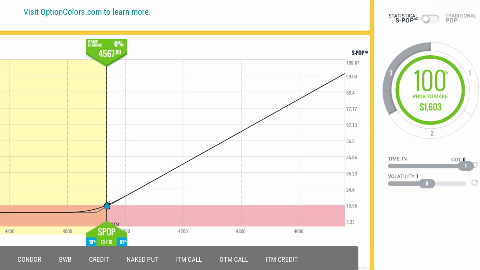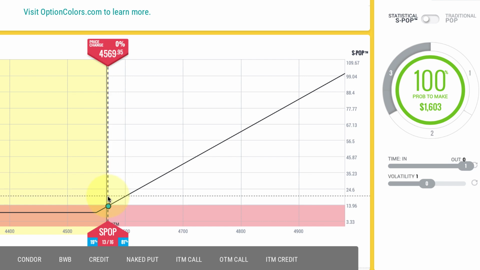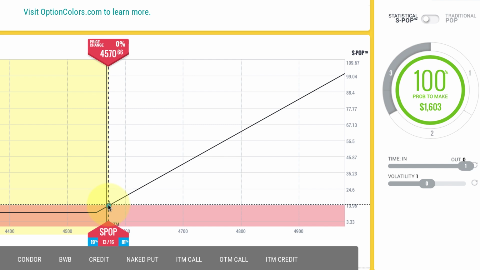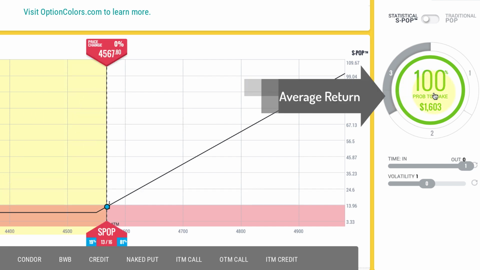Then you have your in the money call. So this one, again, we start to lose. Here's our break even point. So 19% of the time we finished over here with a losing trade. But when you add up all the statistics, it was still making 1,600 on average.